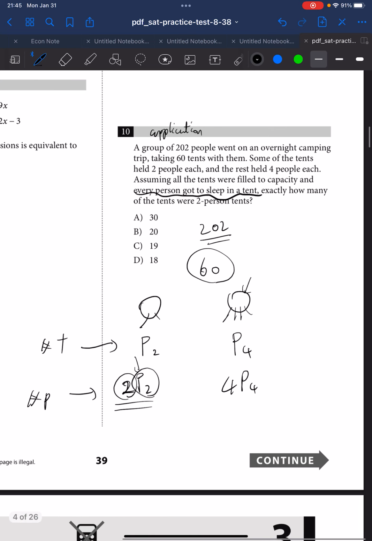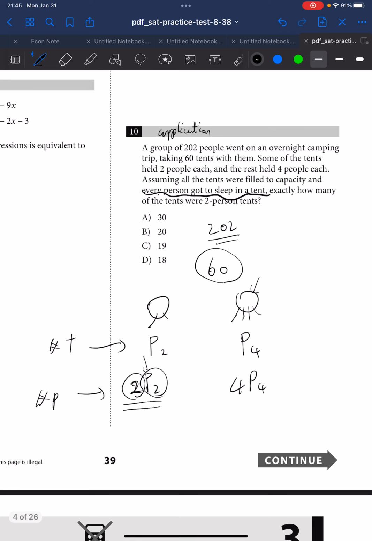The sum of the tents was 60, so I can say P2 plus P4 is 60. And the number of people was 202, so 2P2 plus 4P4 is 202. We can divide this by 2, so P2 plus 2P4 is 101.